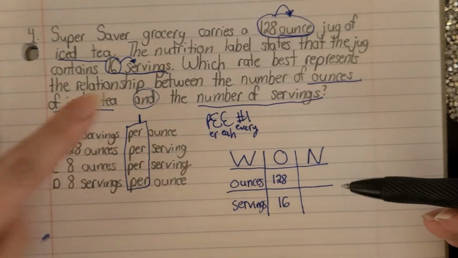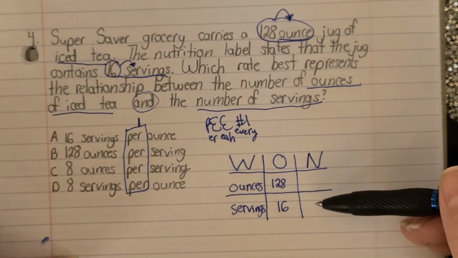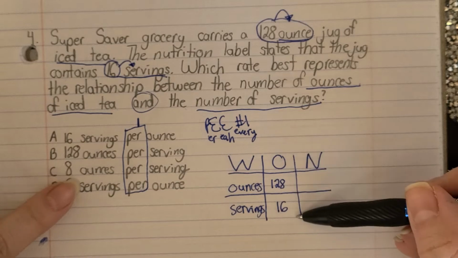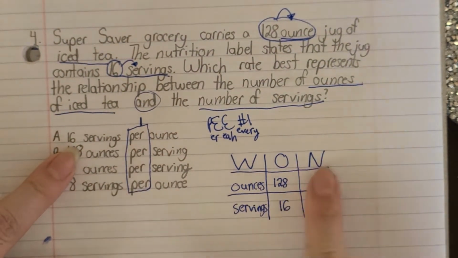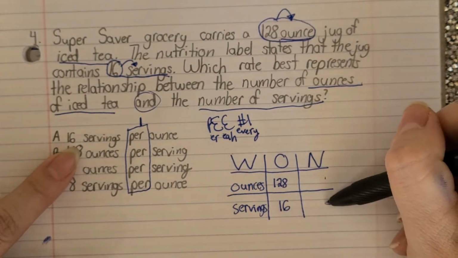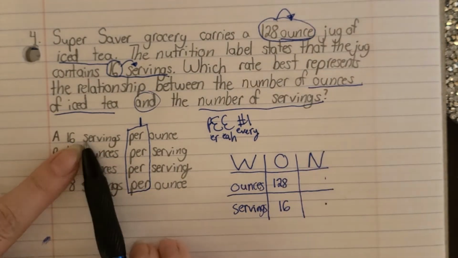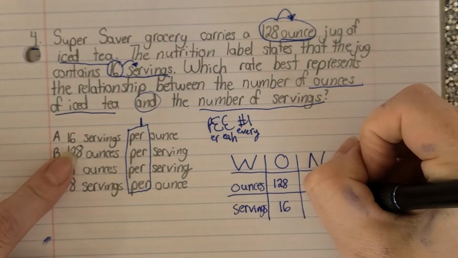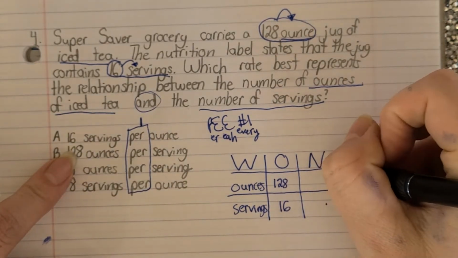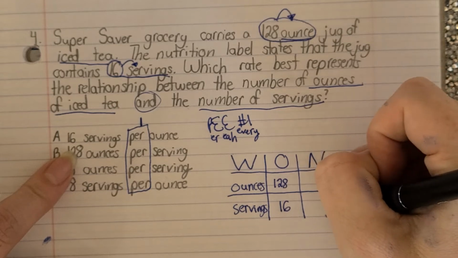Now your answer choices are asking which one of these represents this same relationship. So we don't have a new one to plug in yet. Our answer choices are the ones that if I plug them in for new, would they work out? So the first one says 16 servings per ounce. So if I had 16 servings for every 1 ounce, does that match?